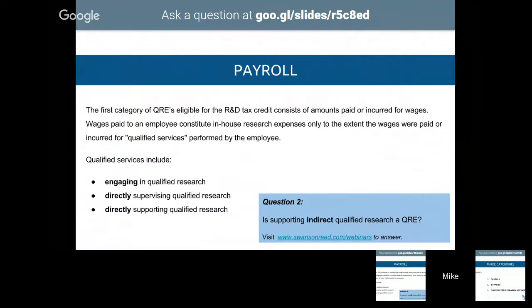And again, you can answer this to the right of your screen. Is supporting indirect qualified a QRE? I'll give you a few seconds to think about that. And you should have picked no, it's not. False.